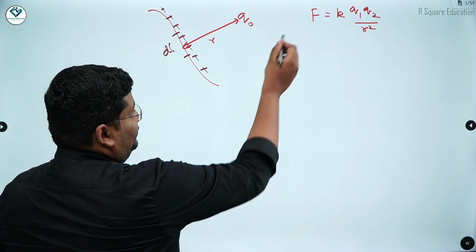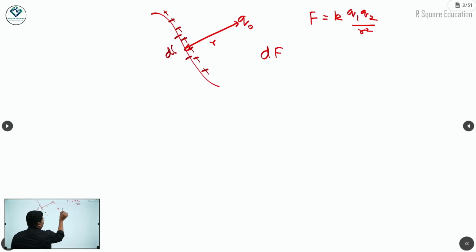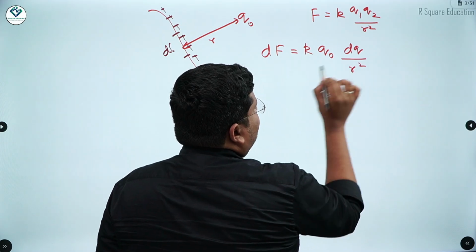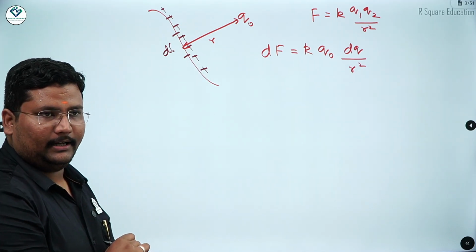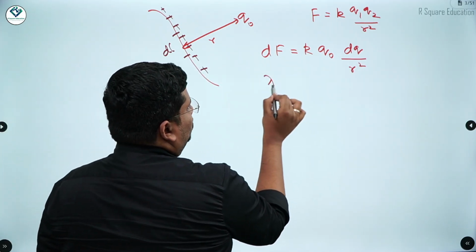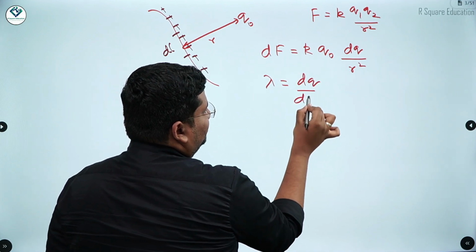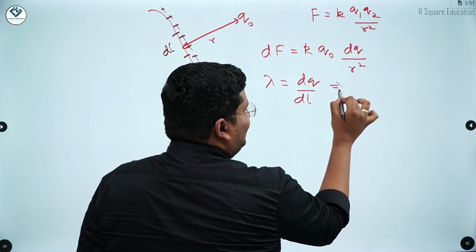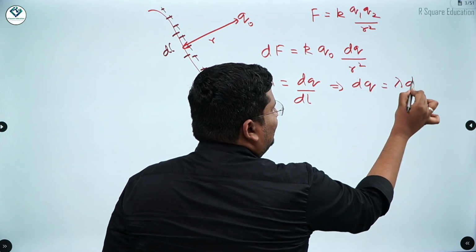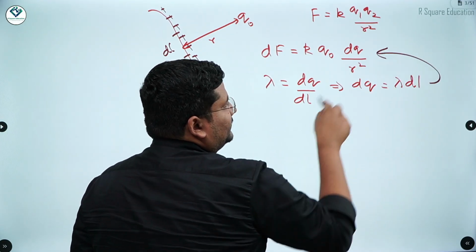Okay, right. So for this I will take dF, correct, and then k, and the amount of charge which is going to come is going to be q naught, and q2 is going to be dq, because the small amount of charge divided by the total distance between them. Okay, and according to charge density we know lambda is equal to dq by dl, and can I take dq as lambda into dl, and can I substitute it here?